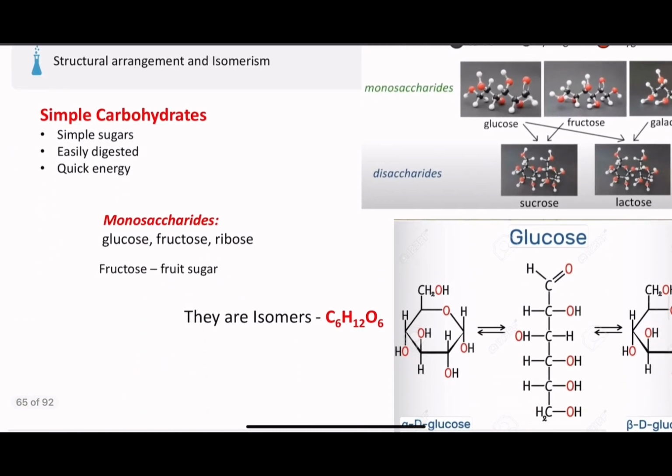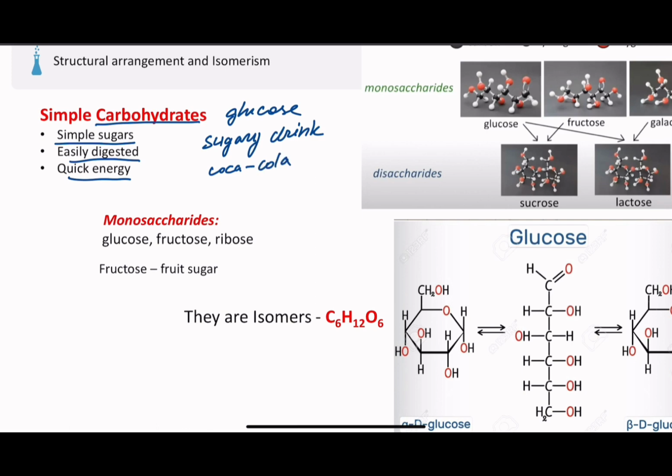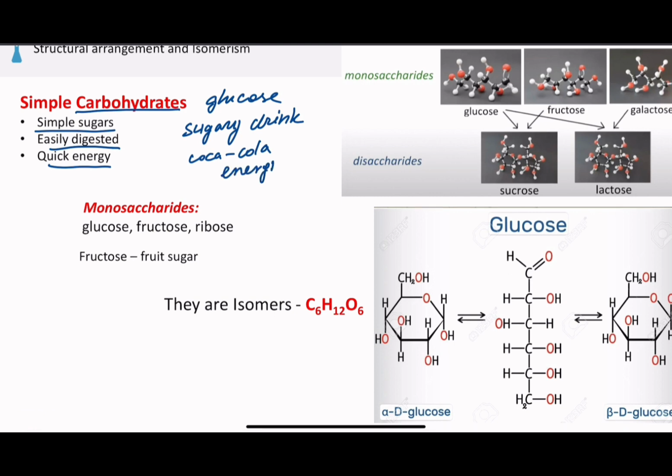Now, simple carbohydrates such as glucose are very easily digested and give us quick energy. For example, let's say you get some sugary drink, such as Coca-Cola. There is lots of glucose in it. Right away when you drink it, you will feel energized because you get simple sugars that are very easily digested. It doesn't take time for them to get digested.